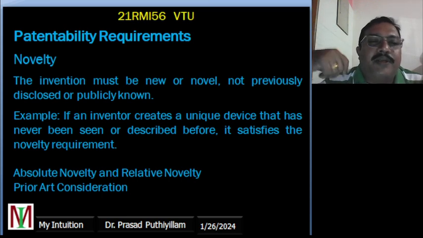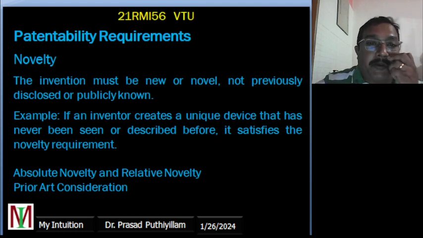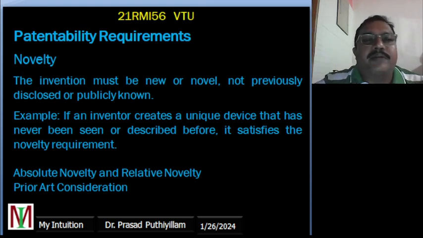Whether it is publicly used, or whether they already sold some of their inventions, it also comes under the prior art consideration. Or whether it is orally disclosed, meaning in any conference or any public place, they show that they invented something, this is the invention. If they do that, then they will lose the patent. Okay, so prior art consideration is very important.